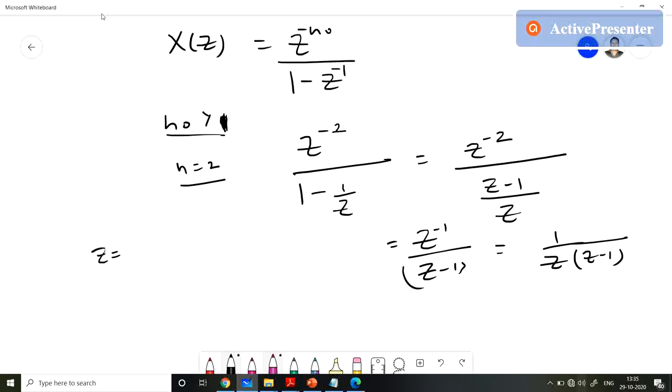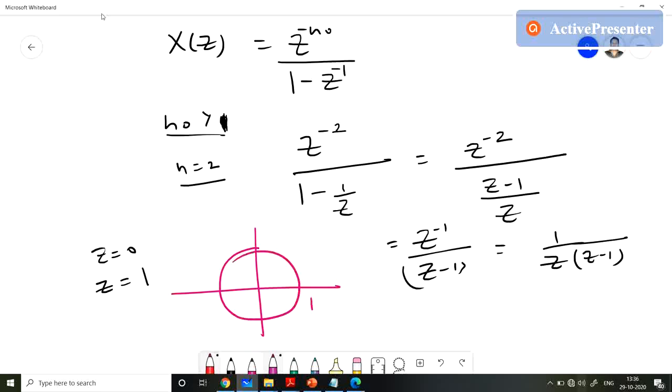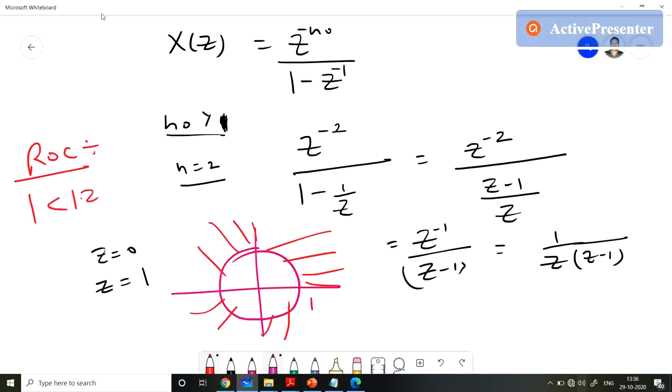So we have poles at z equals 0, and we have poles at z equals 1. Because we have poles at 0 and 1, and since it is a causal signal, the ROC should be exterior to that maximum magnitude pole. So what is the ROC we are getting? We have the 0 here and we have 1 here. So the ROC is this exterior. The ROC for this signal is 1 is less than modulus of z less than infinity. This is the ROC of this signal.